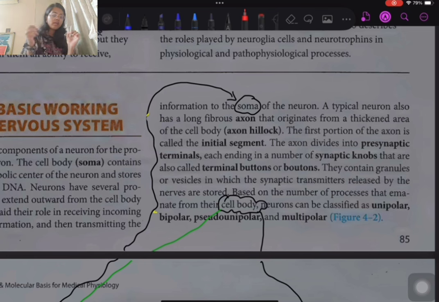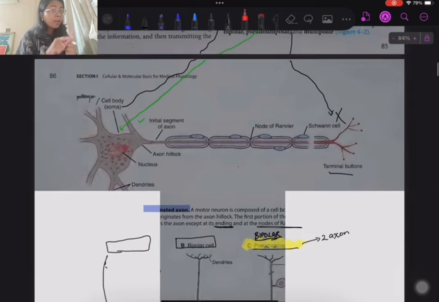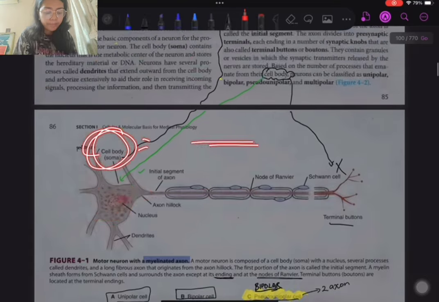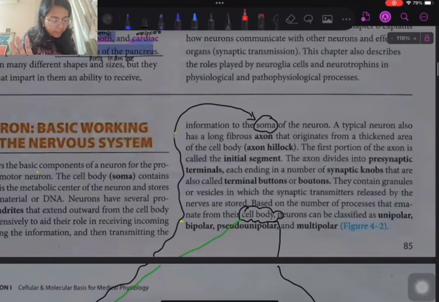A typical neuron also has a long fibrous axon that originates from a thickened area of the cell body. So what is axon hillock? Axon hillock is a part of the cell body, not of the axon. Okay.